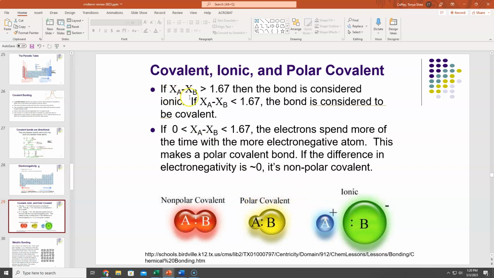So if the electronegativities of the two atoms differ by more than 1.67, then we consider it an ionic bond. And if it's less than 1.67, then the bond is considered to be covalent. And then if it's in between those two values, 0 and 1.67, then the electrons spend more of their time with the more electronegative atom, and that's a polar covalent. Okay? If the difference between the electronegativities is 0, then they really are sharing, and that's nonpolar covalent. So, for example, when carbon forms bonds with other carbons, then that's a perfect covalent bond, and they're really sharing.